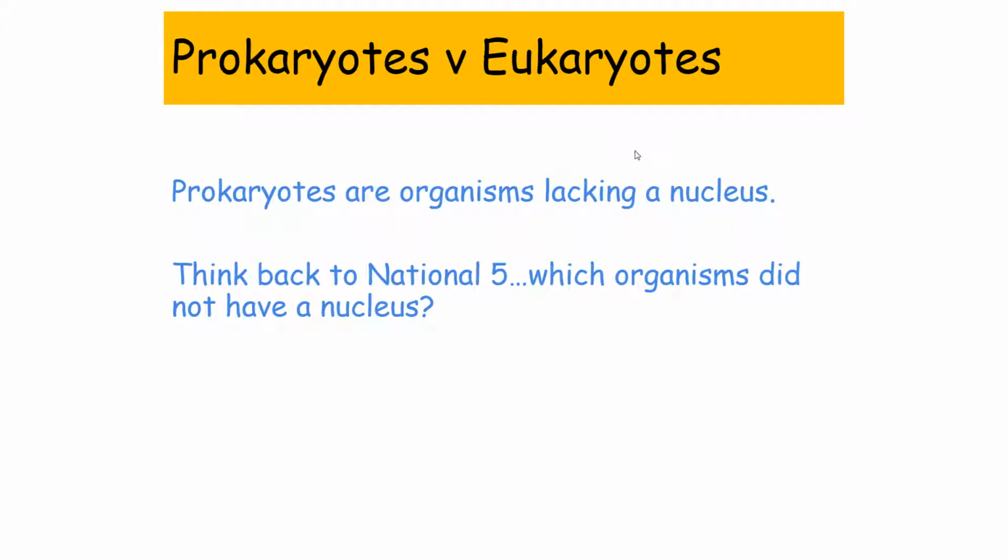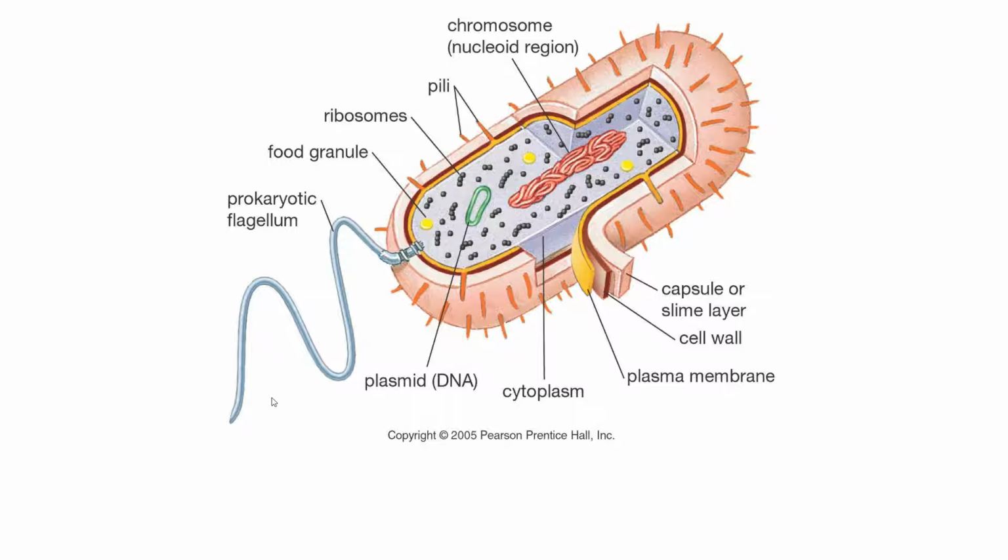So, if we think of examples of each, a prokaryote would be an organism such as bacteria, because we've already learned in Nat 5 that they don't have a nucleus, whereas eukaryotes would be organisms such as animals and plants, which store their DNA in a nucleus. If you just look here, this is a diagram of a typical prokaryote, such as bacteria, and you can see that there is no nucleus within that cell. Okay, so we're going to look at how prokaryotes store their DNA if they don't have a nucleus to store it in.